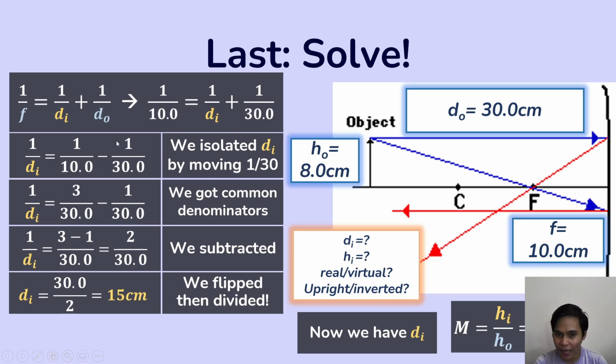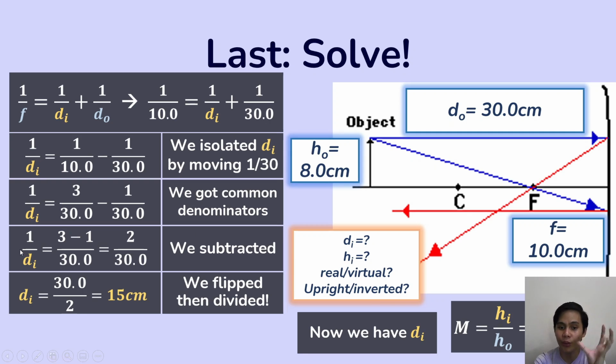Now we can't subtract these fractions because they're not similar fractions. So we need to make them similar fractions by getting the common denominator. We got that by multiplying 1 over 10 by 3 over 3. We get 3 over 30, which is an equivalent fraction to 1 over 10. So 3 over 30 minus 1 over 30, that we can actually subtract. So 3 minus 1 is 2. So we have 2 over 30 is equal to 1 over di.